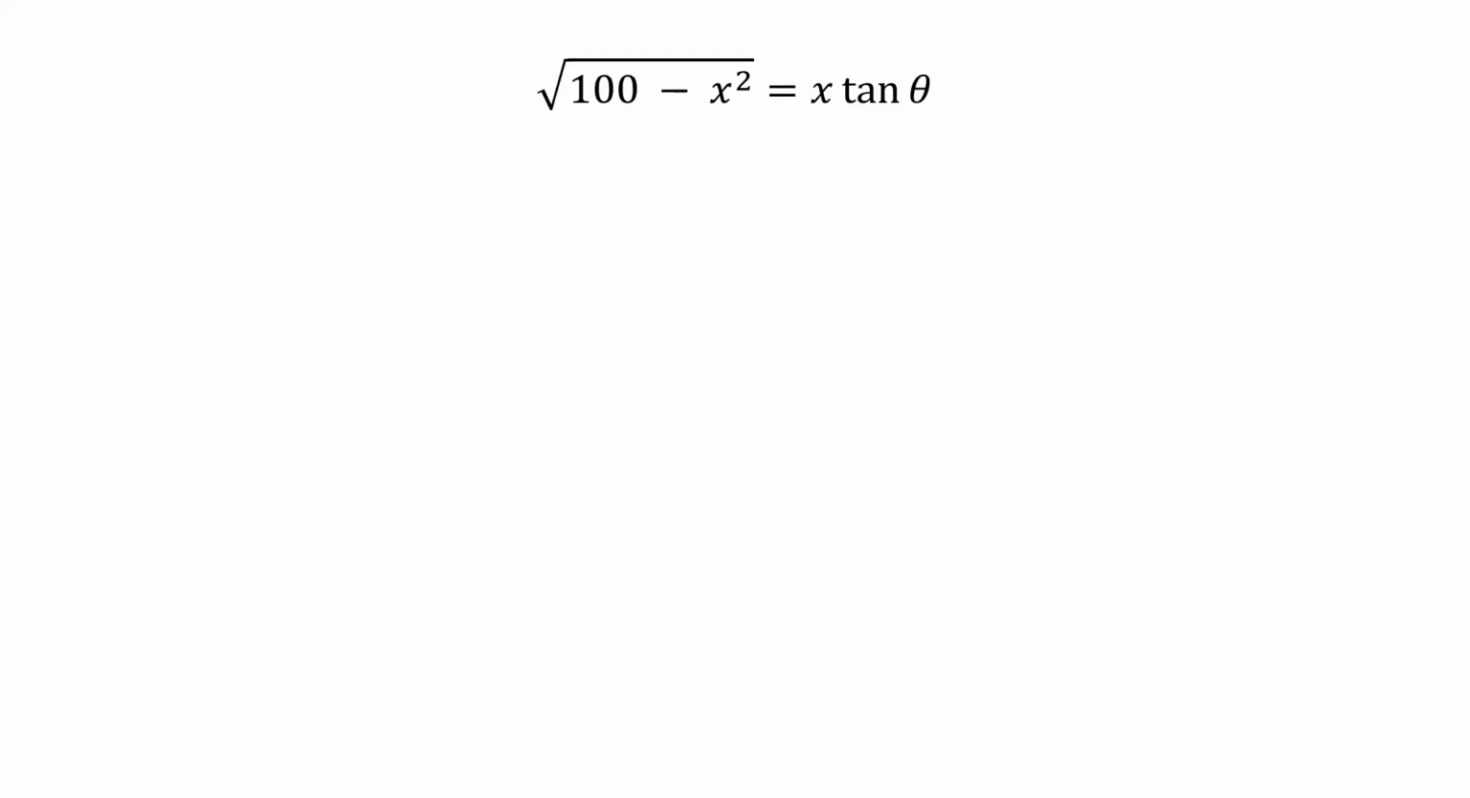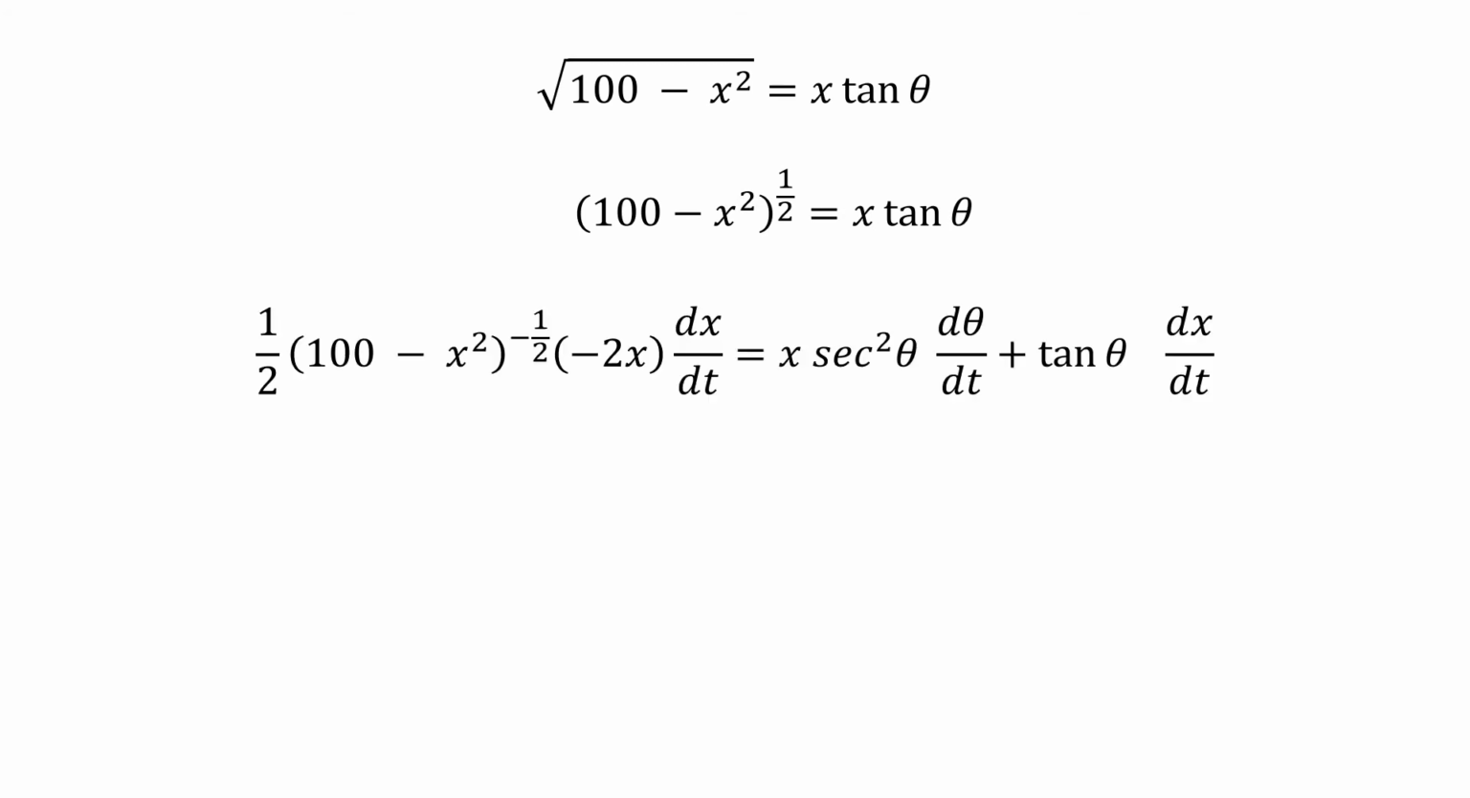So let's go ahead and differentiate, but before we do that, let's convert the radical into an exponent. So we now have the quantity 100 minus x squared raised to the exponent 1/2. And the right side is x times the tangent theta. So we have to be a little careful in differentiating. The left side involves the chain rule, while the right side involves the product rule. So here's the result after differentiating the left side of this equation as well as the right side.